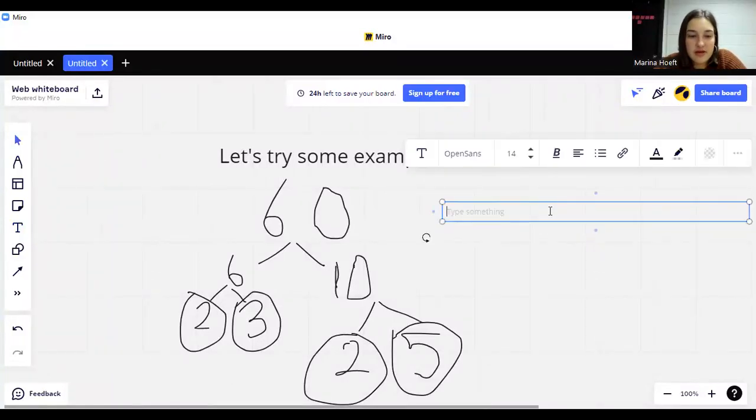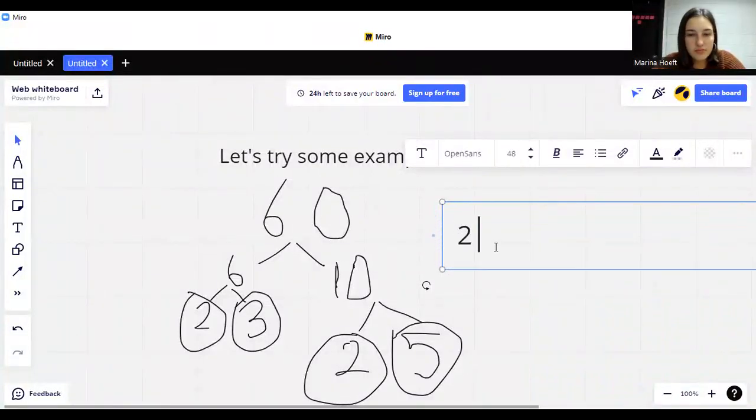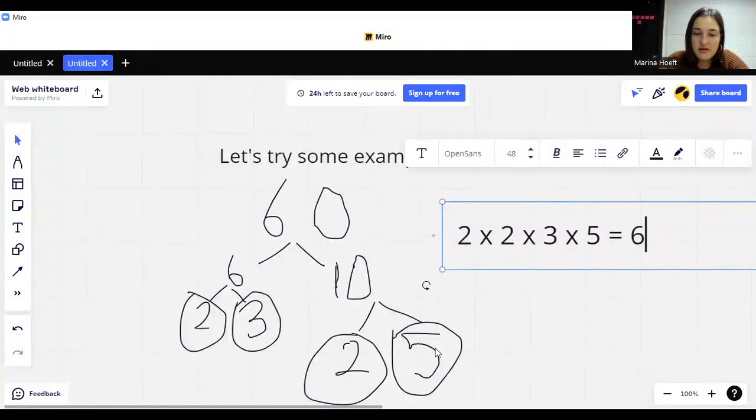So our first number is 2. We're going to make this big. 2 times 2 times 3 times 5. And this is going to equal our big number right here, which is 60, right?